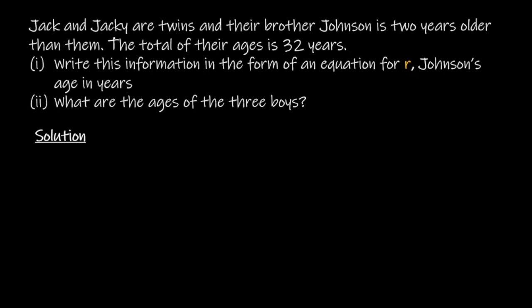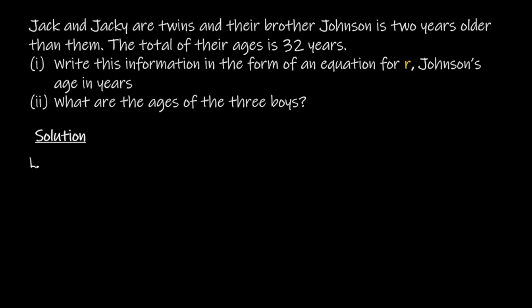It means they are of the same age. And their brother Johnson is 2 years older than them. We're told that the total of their ages is 32. We have to write this information in the form of an equation for R, Johnson's age. So we're told that Johnson's age should be represented by R.